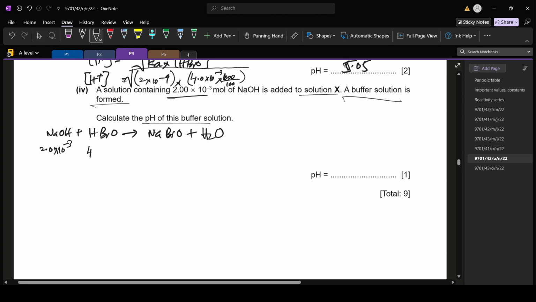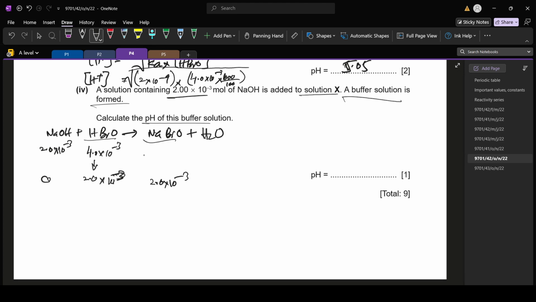The moles of HBrO are 4.0 into 10 to the power minus 3. Okay, these are both in 100 cm cube. You have to remember this. So now let's see which one of these is in excess. The moles of HBrO at the end will be 2 into 10 to the power minus 3, and the moles of NaOH will be 0. And the moles of NaBrO that formed will be 2 into 10 to the power minus 3.